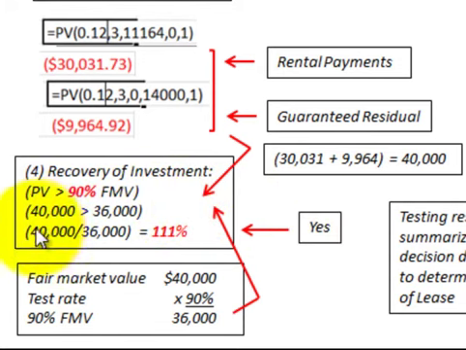We can also look at it this way: take the $40,000 of the minimum lease payments and divide that by the fair market value test amount of $36,000, which gives us 111%, which is greater than the 90% that was required of the fair market value of the leased asset. So again, it passes that test based on this 111% figure. The next thing we're going to look at is how these testing results are summarized on a decision diagram to determine the type of lease.